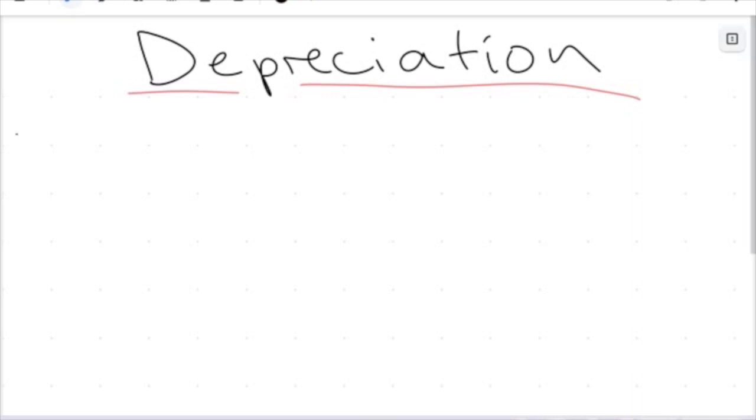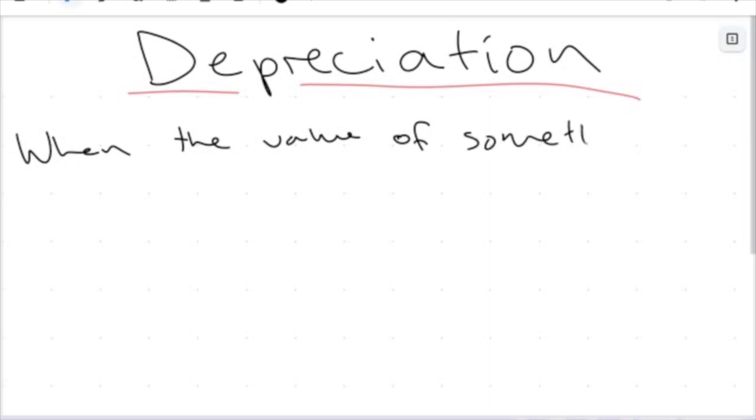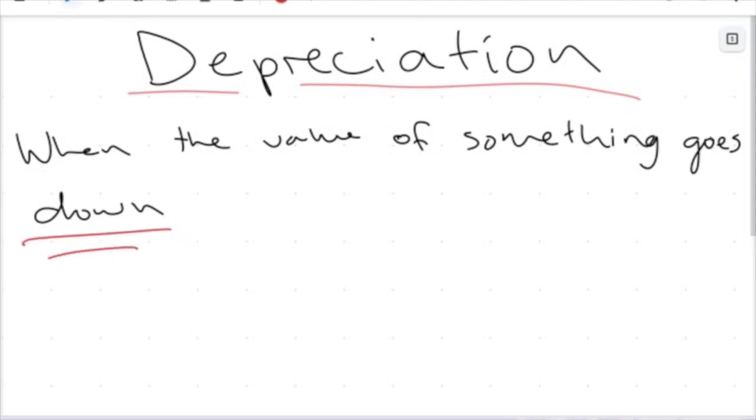So the definition for depreciation is when the value of something goes down. This idea of down is very important because we saw with compound interest the money value went up. With depreciation it is going down.